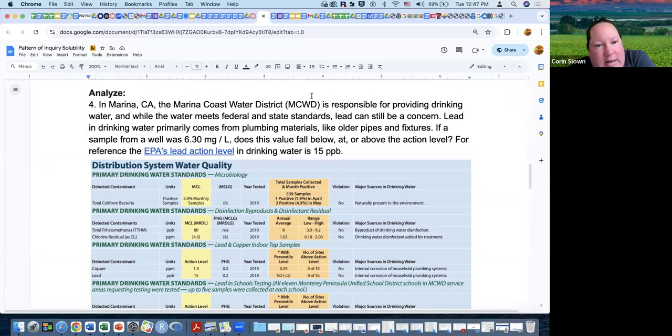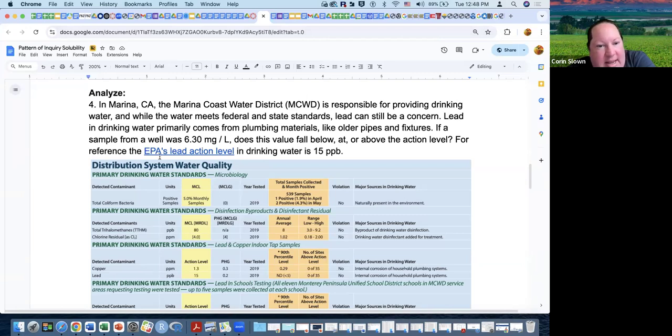So I gave you data for the Marina Coast Water District. Now, what's interesting to me is that they report in aggregate, in part because they are looking overall at the water quality of Marina, and the average can actually hide data. So they collected 539 samples. One of those samples was from a well where the value was 6.30 milligrams per liter. And so I want you to figure out, does this value fall below, at, or above the action level?